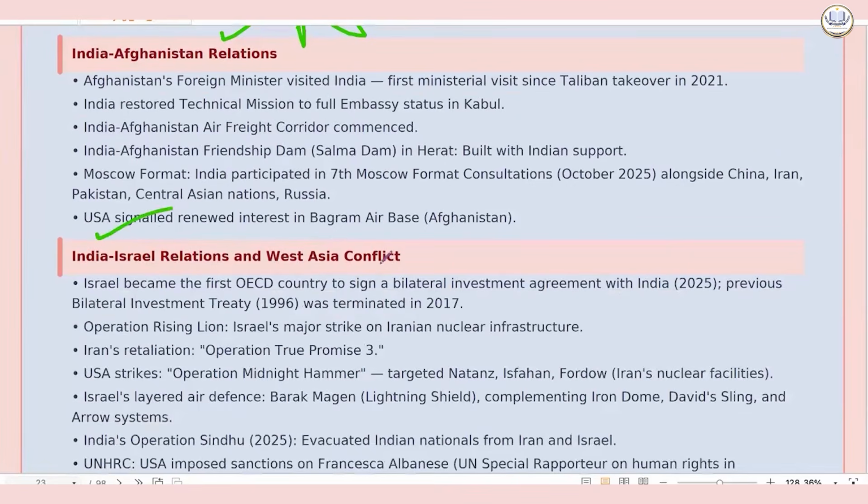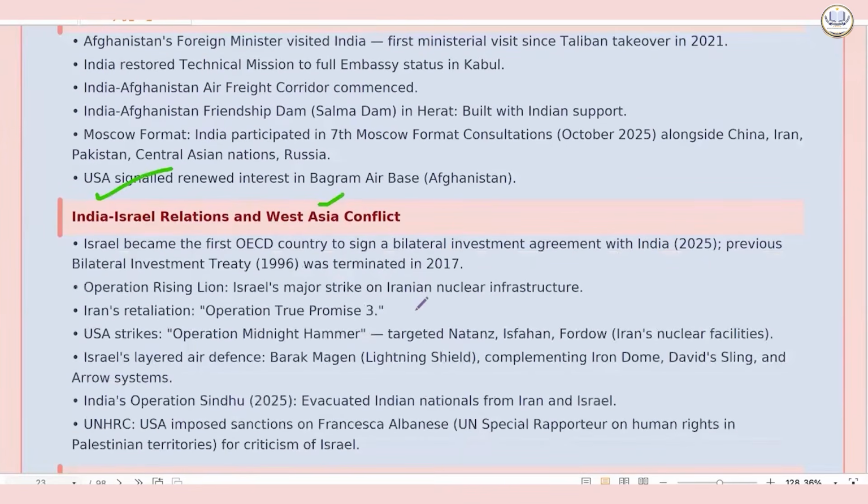In India-Israel relations and West Asia conflict, Israel became the first OECD country to sign a bilateral investment agreement with India in 2025. The relationship between India and Israel is becoming deeper and deeper with time. Previously also it was there, but under the carpet. It became formalized when P.V. Narasimha Rao came into the government. Previous bilateral investment treaty was 1996, was terminated in 2017.